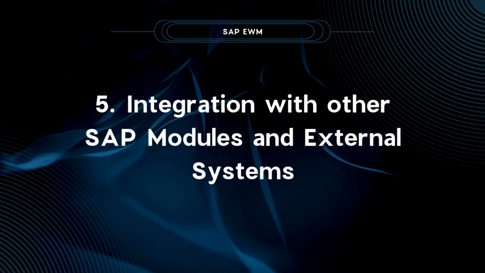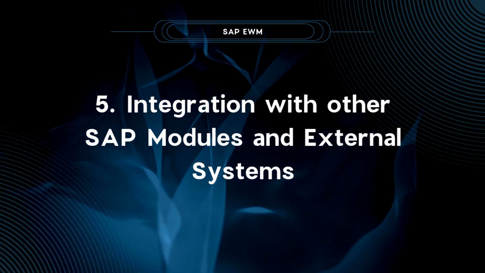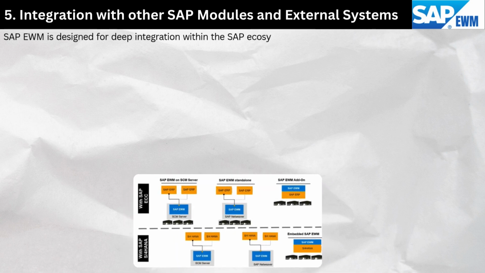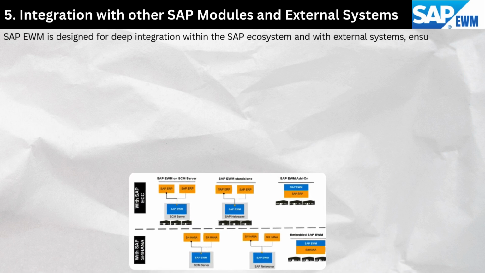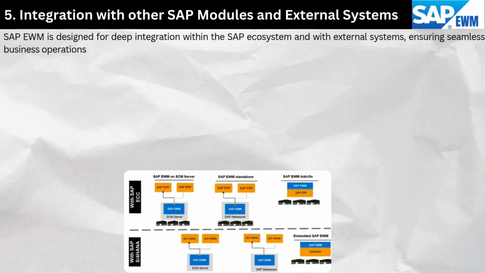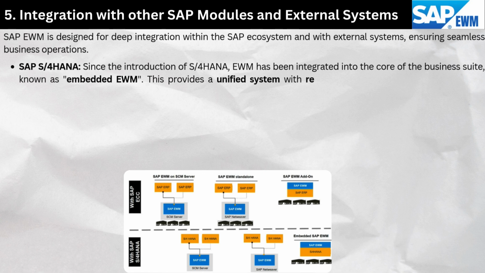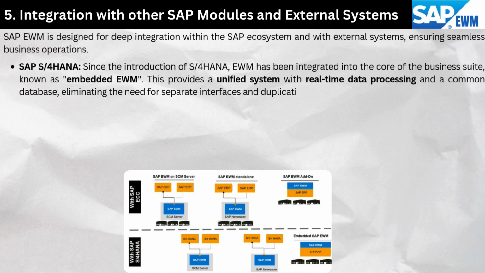5. Integration with other SAP modules and external systems. SAP EWM is designed for deep integration within the SAP ecosystem and with external systems, ensuring seamless business operations. SAP S/4HANA. Since the introduction of S/4HANA, EWM has been integrated into the core of the business suite, known as Embedded EWM. This provides a unified system with real-time data processing and a common database, eliminating the need for separate interfaces and duplications between logistics and commercial users.